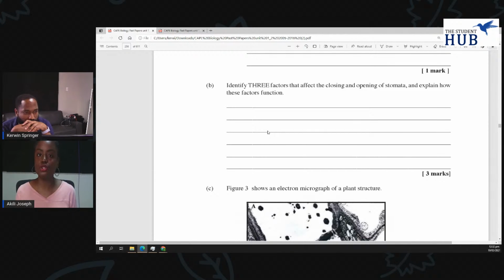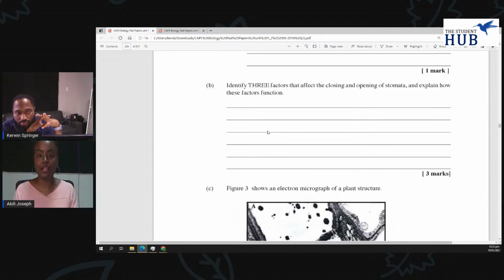The converse of that is also true. If you have low humidity, that means the air around the plant is rather dry, then you would find that the water vapor in the plant will diffuse out of it at a faster rate. And if the plant is starting to lose water too quickly, it's going to protect itself by closing the stomata. So again, you just identify a factor and you give the explanation.